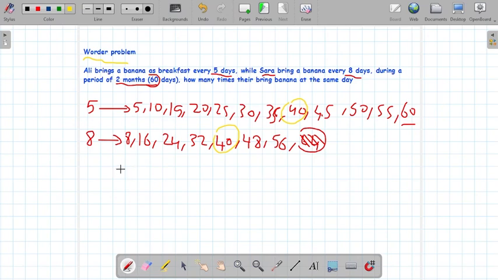So the answer is this: how many times do they bring their banana on the same day? You will say that they have a banana one time in the period of 2 months. That's it. So that's how to answer the word problem, how to do the calculation.